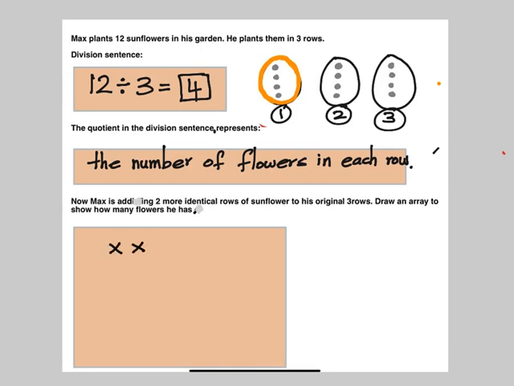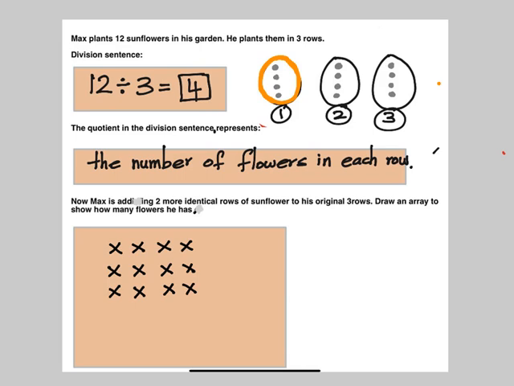So 3 rows of 4, 1 row of 4. This is the second row of 4. This is the third row of 4. So there are 3 rows here. 1 row, 2 rows, and the third row. 3 rows together. Now, what he is doing is he is adding 2 more identical rows of flowers.